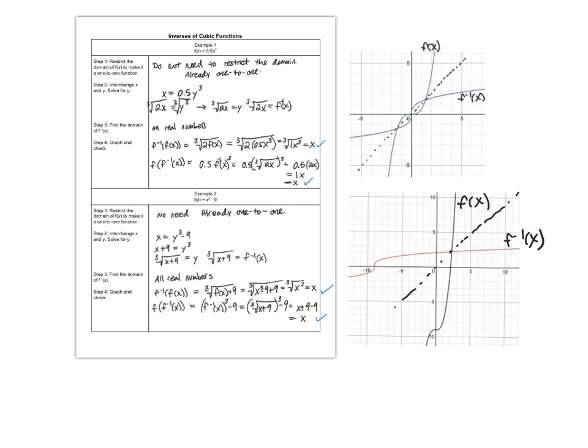cubic functions. The first thing we do is restrict the domain if we need to in order to make our original function 1-to-1. For the second step, we interchange x and y. That means we switch them, and then we solve for y. Next, we have to think about the domain of our inverse. Where will it be defined? If it's a square root, we know that the radical value has to be 0 or greater. And then we just check our work and we graph it. And we end up with a really pretty graph where the function and its inverse are symmetric over the line y equals x.